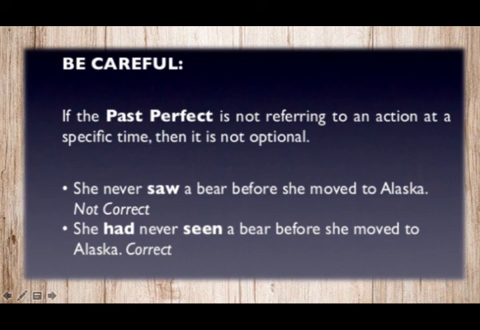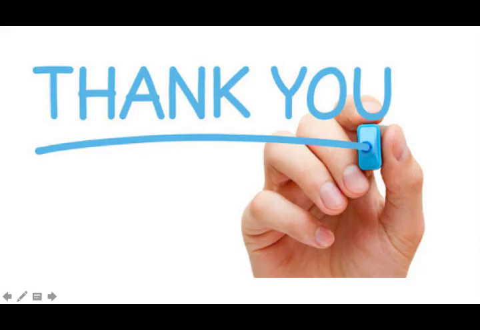Finally, be careful. The past perfect is not referring to an action at a specific time. In this example, I had waited for 2 hours, this is the duration of the action, not an action at a specific time. Then it's not optional. For example, "She never saw a bear before she moved to Alaska" is not correct. "She had never seen a bear before she moved to Alaska" is correct. That's all about the past perfect.